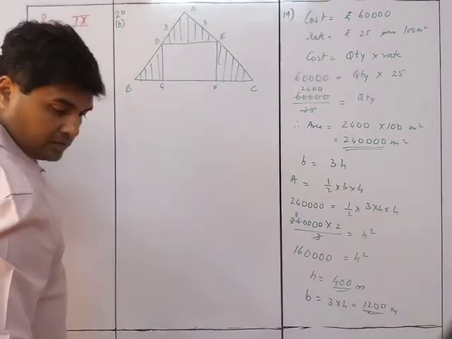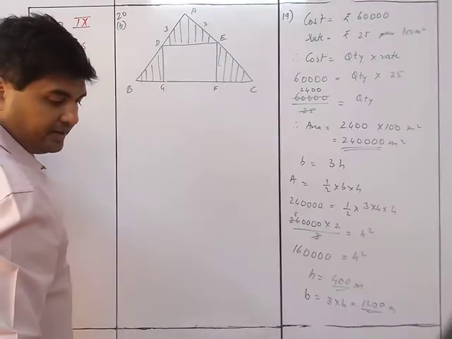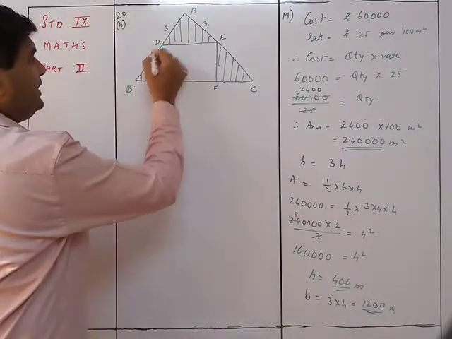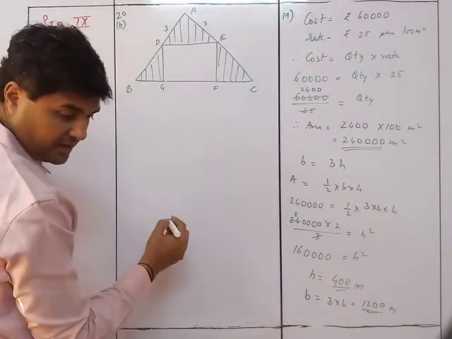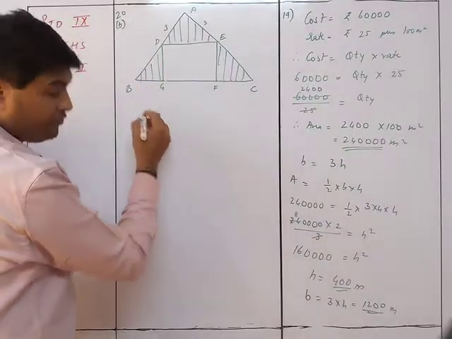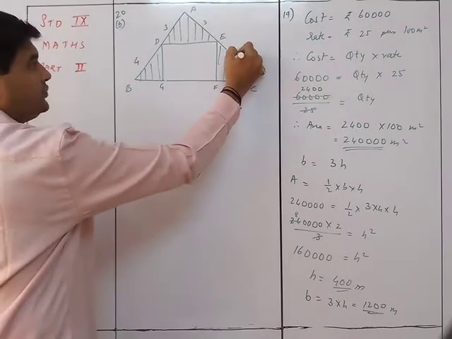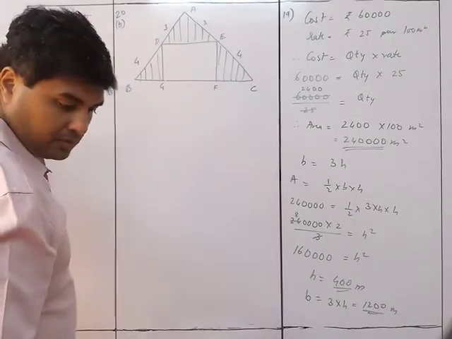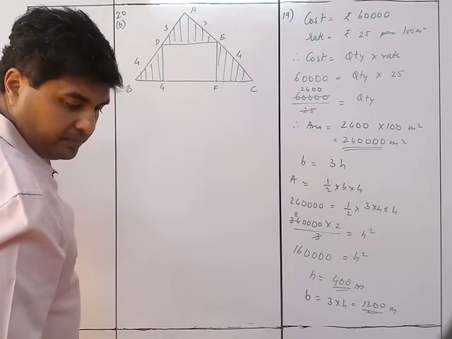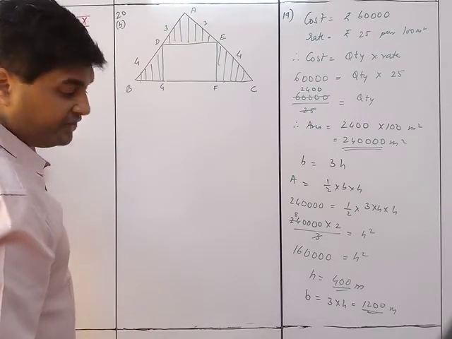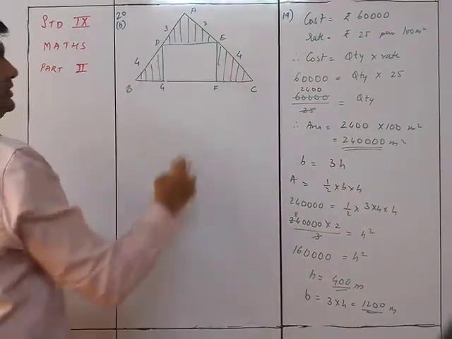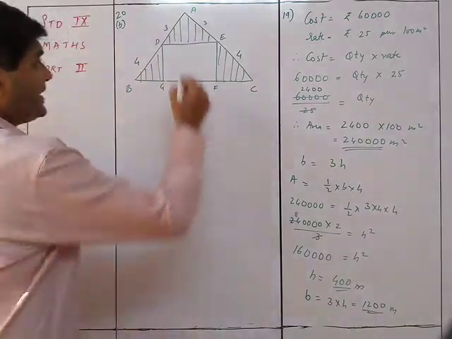They are given that AD and AE are 3. DB and EC are 4 each. So this is 4 and this is 4. Find the area of the shaded region. You need to find out the area of the shaded region. Now they have given it's a 90 degree over here.